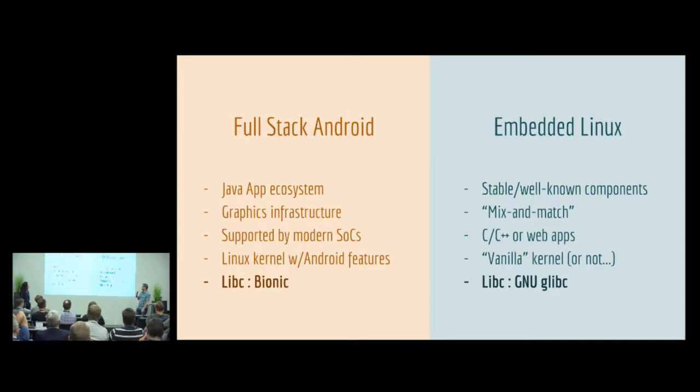You can write your application in C or C++. You can put a web engine on the embedded Linux and write your application as a web application, HTML and JavaScript. Typically at the bottom of the system, though, you have more or less a vanilla kernel. If you get a board support package from a chip vendor, they often have an extensive patch set on top of that kernel, so it's not always possible to run a vanilla kernel.